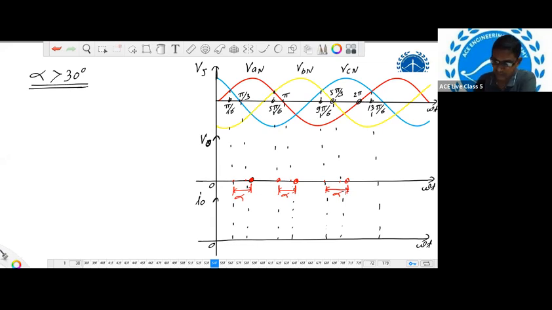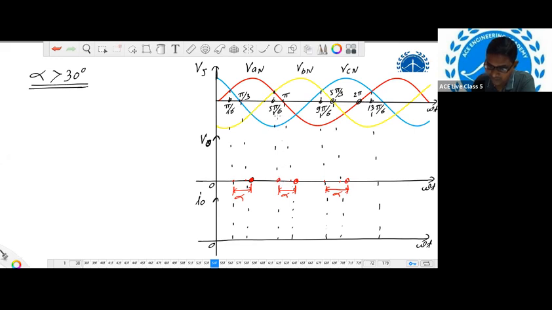So here I am repeating, omega t pi by 6 means alpha 0. We are interested in alpha greater than 30 degree, so after this point I need to add an alpha angle greater than 30 degree. So that's why the firing angle will be at this point. That is the gate pulse we are applying.